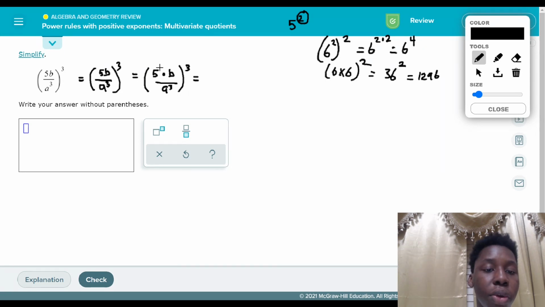Even though they didn't write the power of 5 here, we know that as long as they don't write anything, the power here is a 1. And here also is going to be a 1. But they wrote a 3 here, so this is cool.